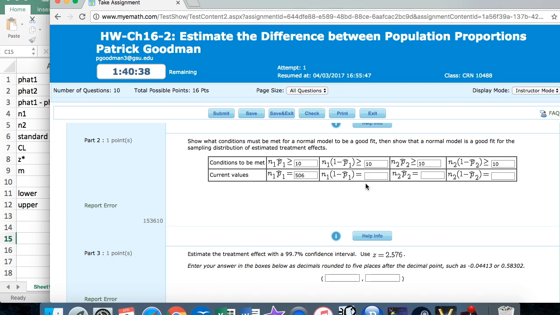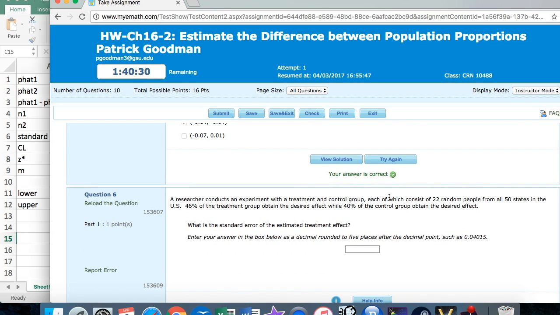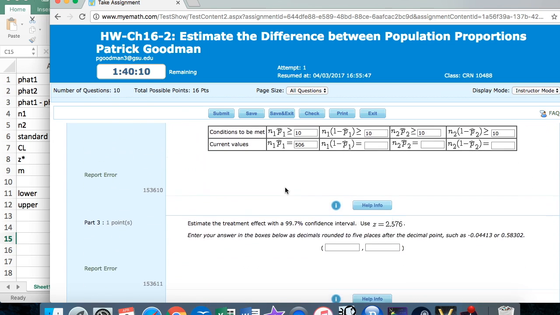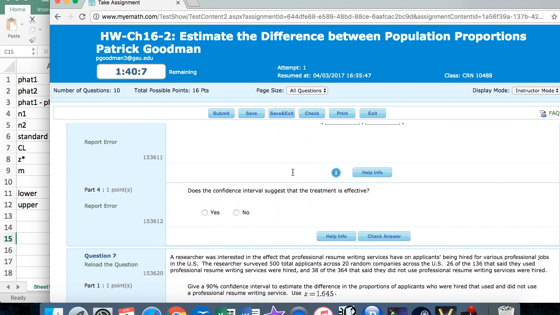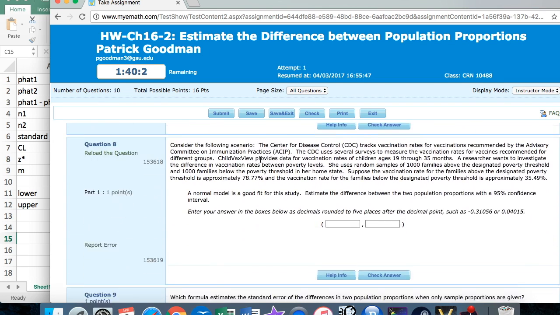You should be able to do that. Fill out the rest of these. Just follow that formula, and you're okay. Does that make sense? I know the wording is kind of weird, but it says each of which consists of 22 random people from all 50 states. This means that each state has 22 people. So if you want the total N1 and total N2, you have to multiply your 50 states times 22 people per state. Then you should be able to do this one, and the rest of these.